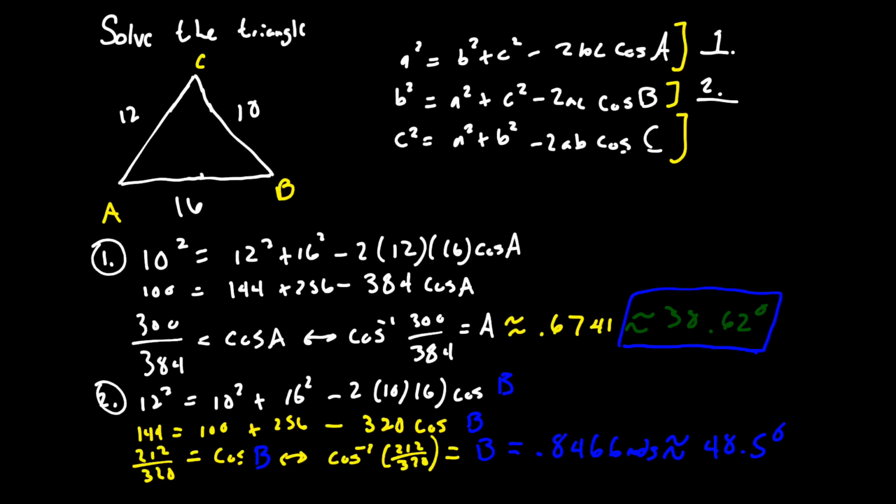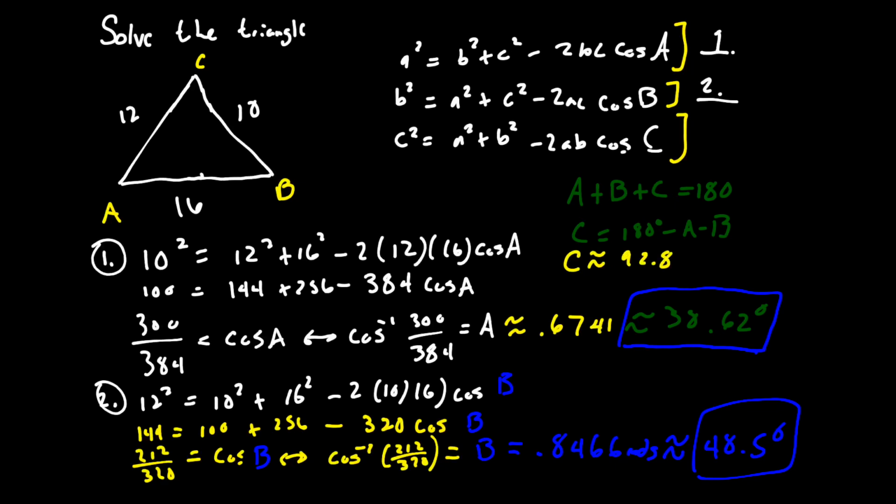Since we know the angle A and the angle B of our triangle, we know two angles, and so the third angle has to satisfy the following equation. A plus B plus C is equal to 180 degrees. Therefore, angle C is equal to 180 degrees minus A minus B, which means C is then approximately equal to 92.87.